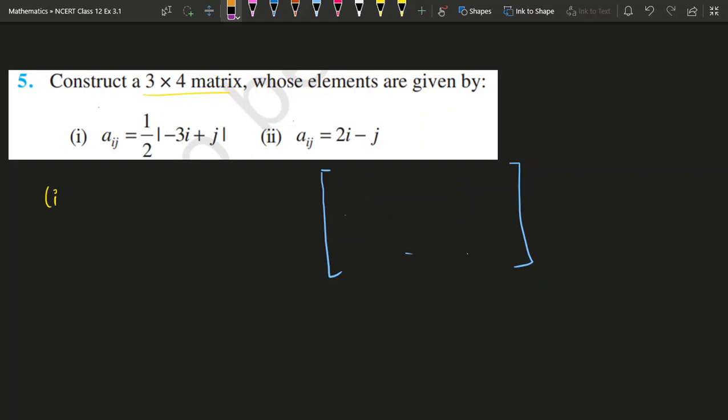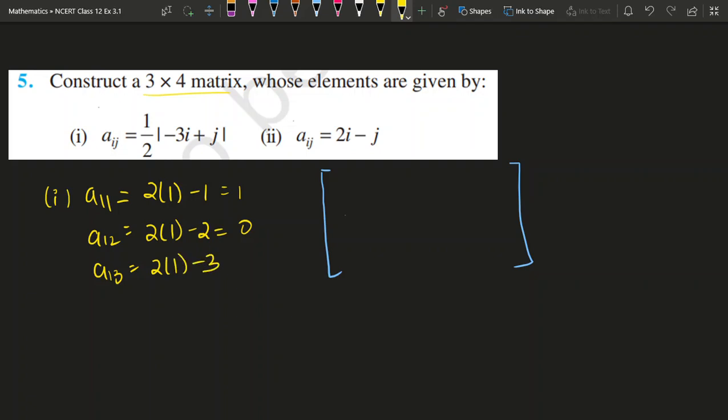And so a11 would be equal to 2 times 1 minus 1. i is 1 and j is 1, and that's equal to 1. a12 would be equal to 2 times 1 minus 2, and that's 0. a13 would be equal to 2 times 1 minus 3, and that's equal to negative 1. a14 is equal to 2 times 1 minus 4. That's equal to negative 2. And so you can write all of them down up here.